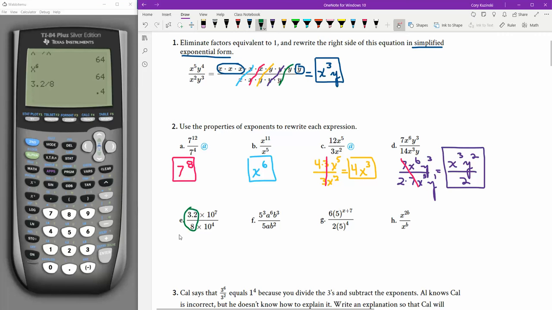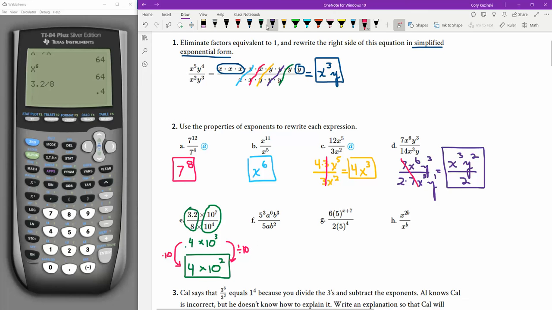3.2 divided by 8, and that's 0.4. And then I'll do the 10 to the 7th divided by 10 to the 4th, and that's 10 to the 3rd. Now here's the one issue. That's not scientific notation, so I'm going to adjust that slightly and make this 4 times 10 squared, because we know that in scientific notation, the first factor right here has to be between 1 and 10 or negative 1 and negative 10. 0.4 doesn't fit that criteria. So all I did was multiply that by 10, and I divided that by 10.